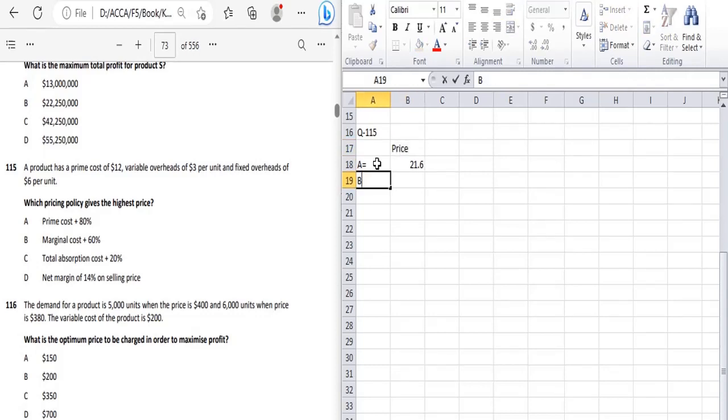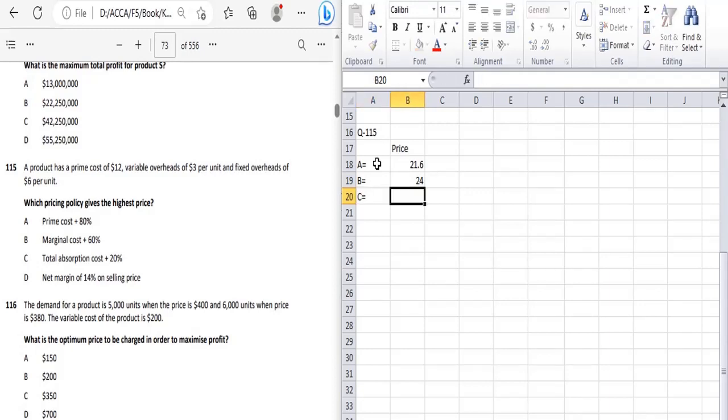For option B, the question mentions marginal cost. Marginal cost means all variable cost. So prime cost is variable plus variable overhead 3, and what is the percentage to be charged? 160%. So it's 24. Okay.